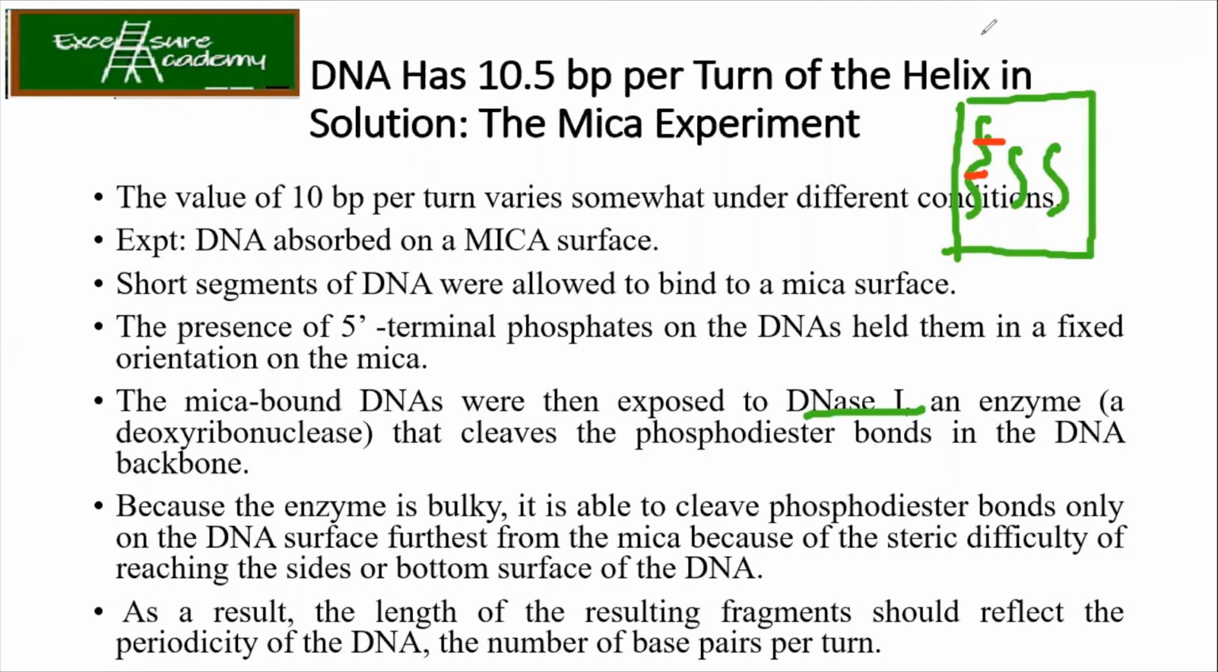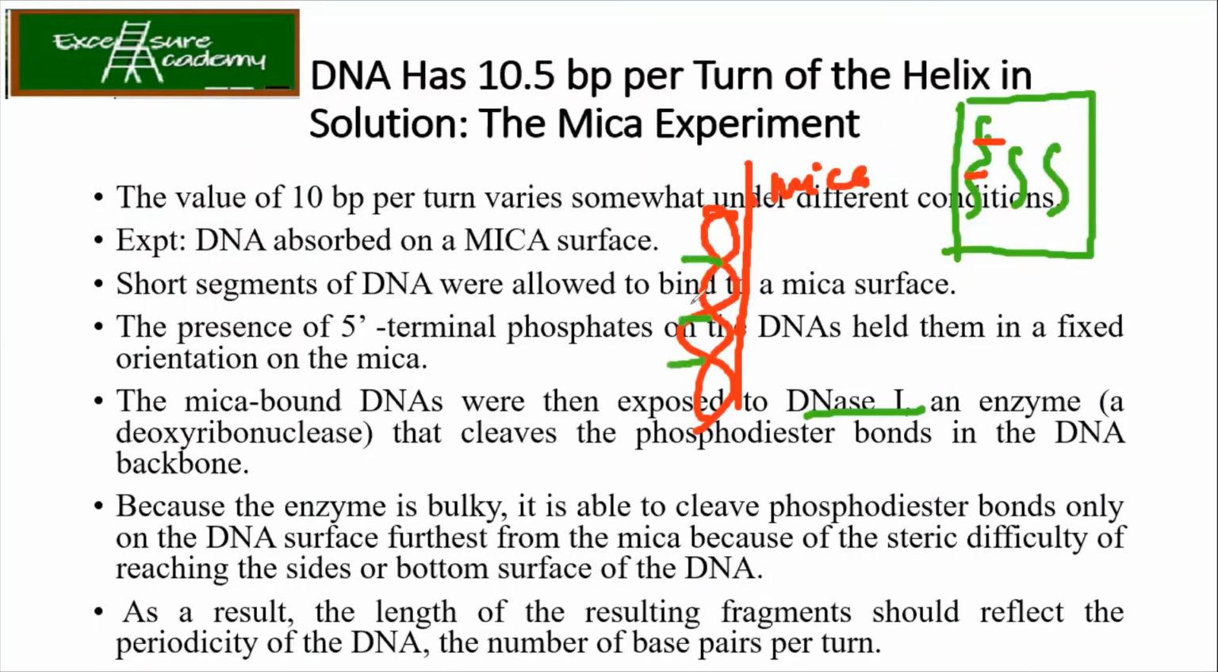Okay. Because the enzyme is bulky, it is able to cleave the phosphodiester bonds only on the DNA surface which is far from the mica, because of the steric difficulty of reaching the sides or bottom of the DNA. Now, in this case, since DNA is attached like this, suppose this is a mica, this region is attached, right? So here the enzymes do not have any access. Wherever it is having the major groove, at that region the enzyme is making the cut.